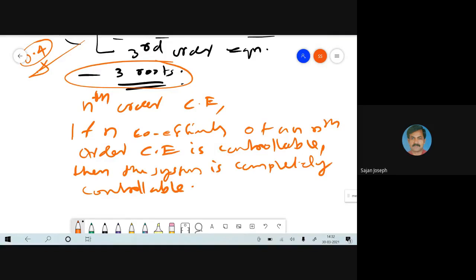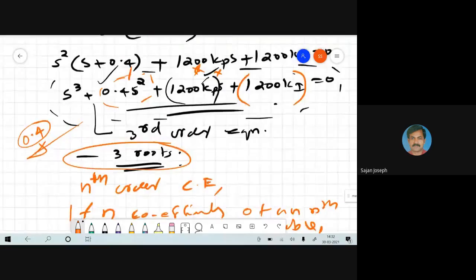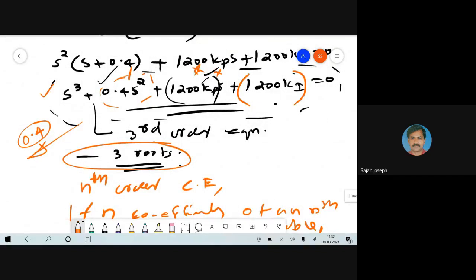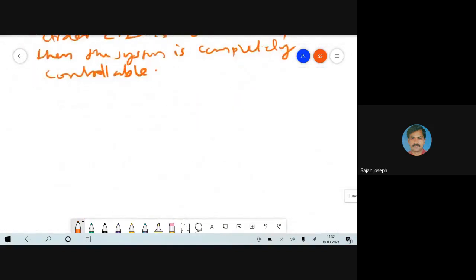So what we can see is that it is not possible to have complete control over the system using only a PI controller. Then what is the natural option? We will have to go for a PID controller. With the PID controller, what will be the open loop transfer function?